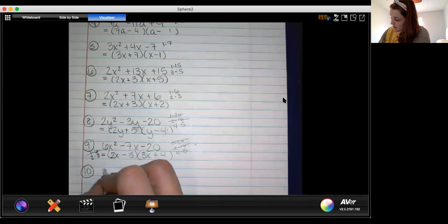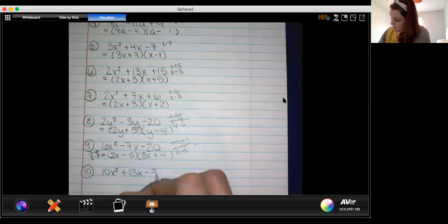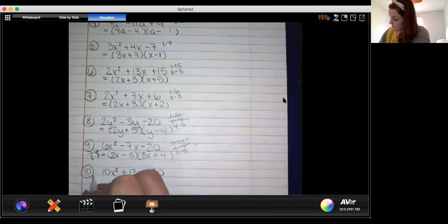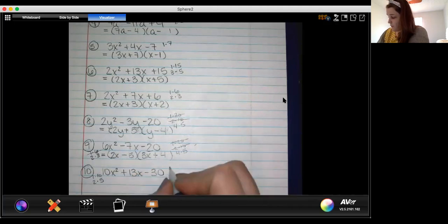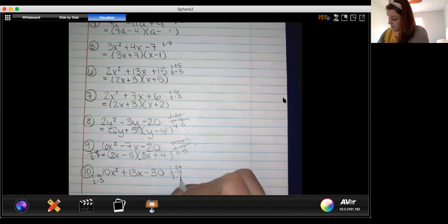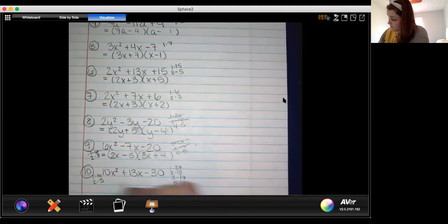Number 10, 10x squared plus 13x minus 30. Not a GCF, so I need to think about my factors. 1 and 10, 2 and 5, 1 and 30, 2 and 15, 3 and 10, 5 and 6. So there are a lot of options on this problem.